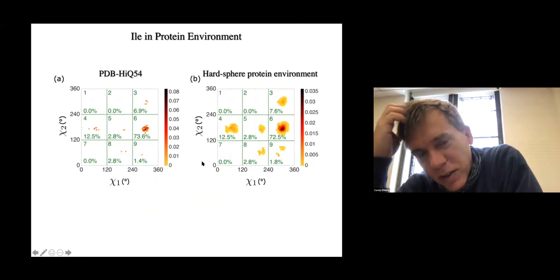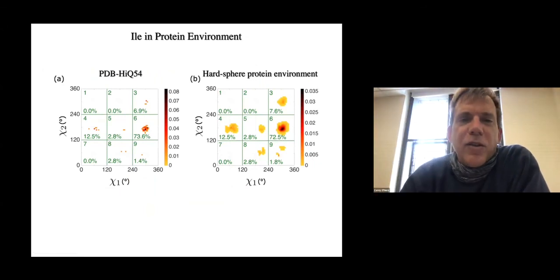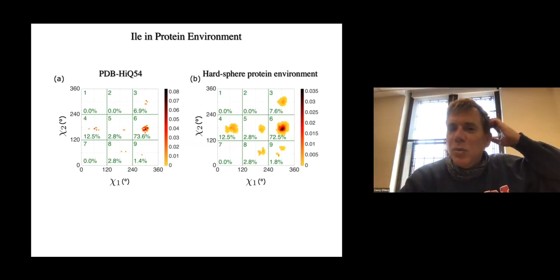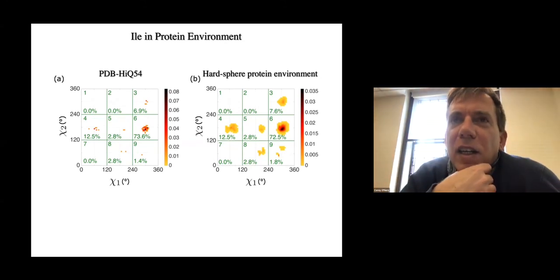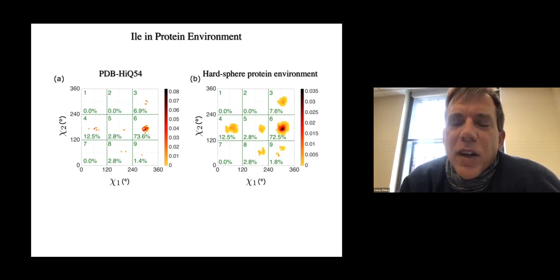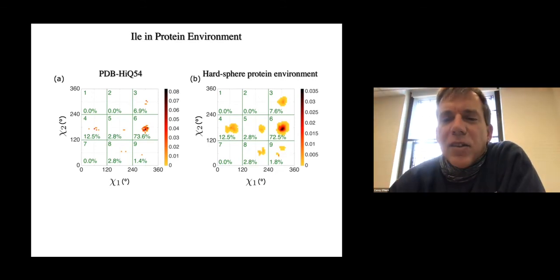And so then what you can do is, instead of just doing one isoleucine, you can do all the isoleucines in a particular data set. I just showed you an example of one, but we did all of them. And then you can basically combine the distribution. So you put one particular isoleucine in the protein environment, you sample all Chi1 and Chi2s, you get your prediction, then you do the next one, you get your prediction for the probability distribution, and then you average those probability distributions over all possible residues. And that's what panel B is.